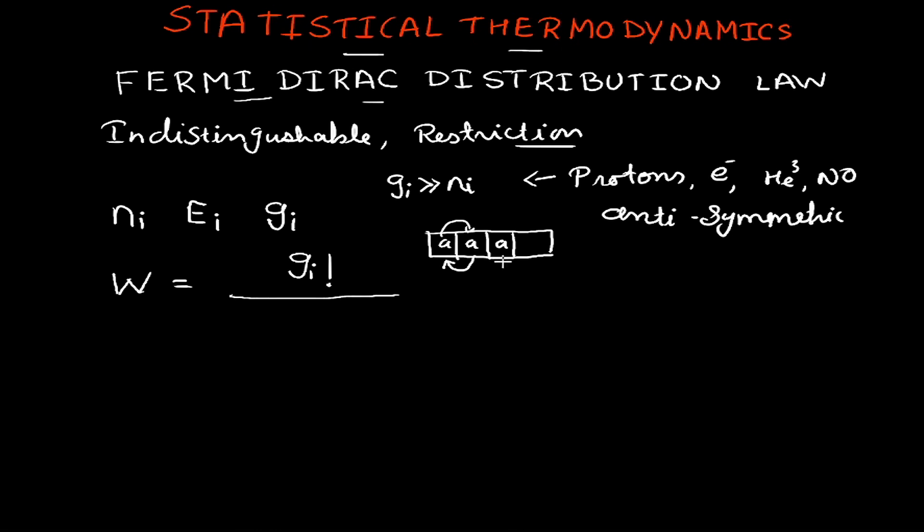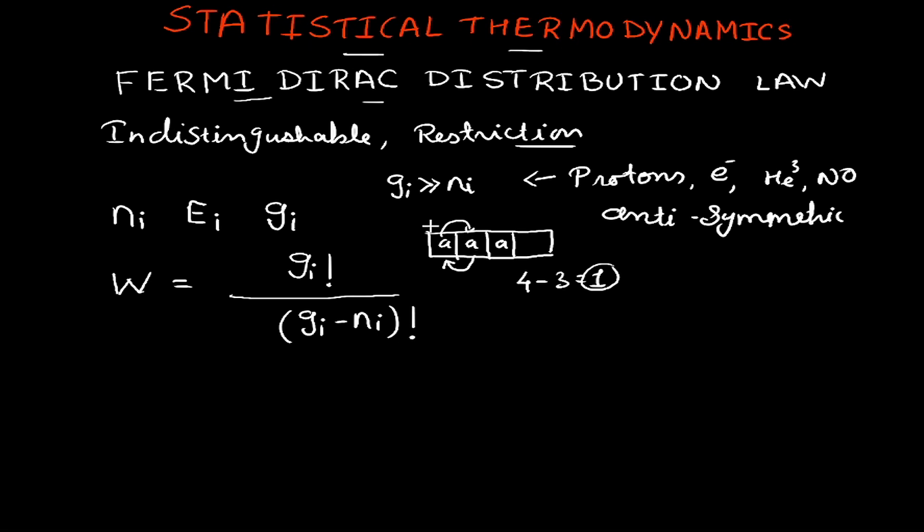Now we have several empty states. So gi minus ni will give us the number of empty states. Suppose we have 4 states and 3 particles, then 4 minus 3 is 1, so we have 1 empty state. Because gi factorial has the permutation of all the states, we need to subtract the permutation of empty states. So gi minus ni factorial will give us the permutation of the empty states which are possible.